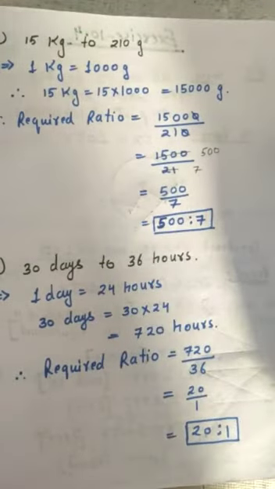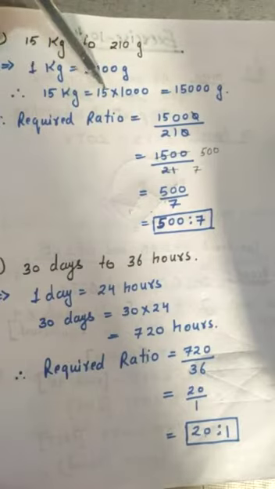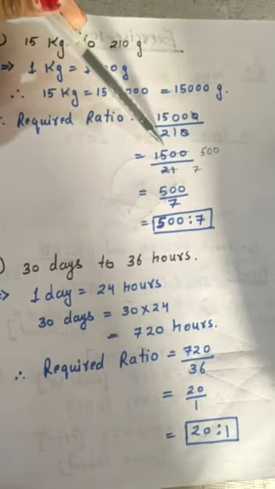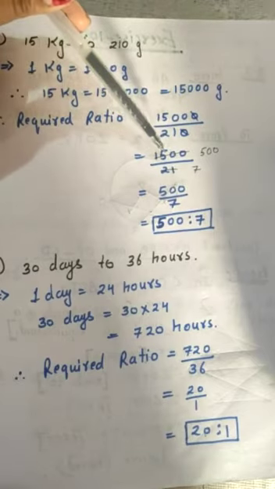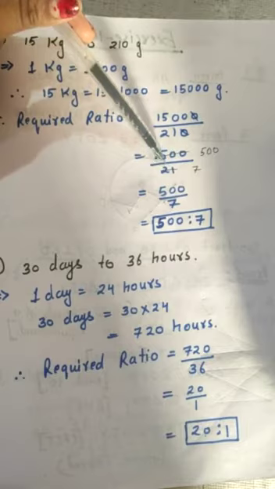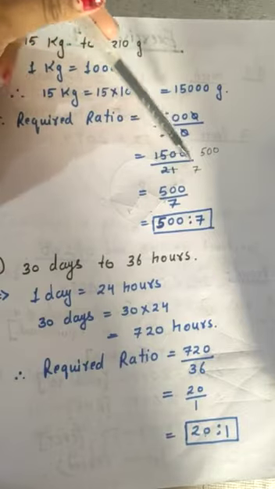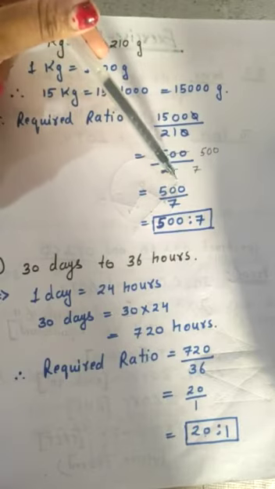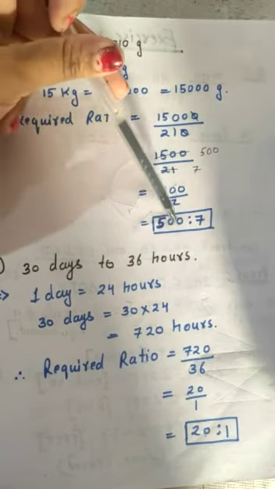The next one is 15 kg to 210 grams. Here this is in kg and this is in grams. 1 kg is 1000 grams, so 15 kg will become 15,000 grams. The required ratio will be 15,000 upon 210. Then the zeros cancel, so it becomes 1500 upon 21. Both are divisible by 3, so cancel by 3. 3 7s are 21, 3 5s are 15, and 2 zeros are there, so 500 upon 7. Now nothing is common: 7 7s are 49, 10 is remaining, so it is not divisible. The ratio is 500:7.